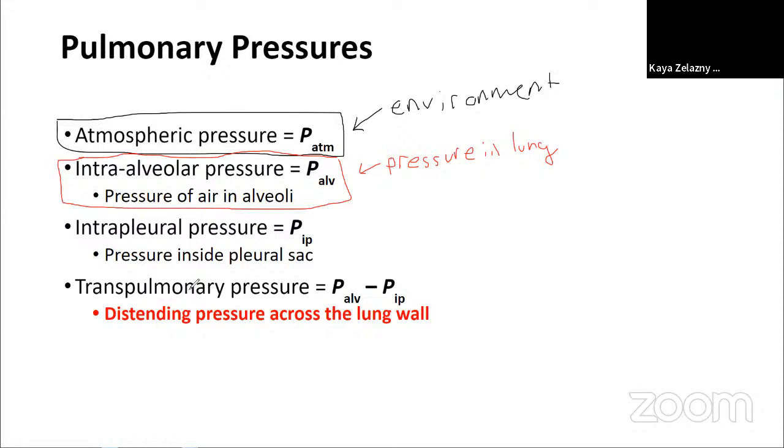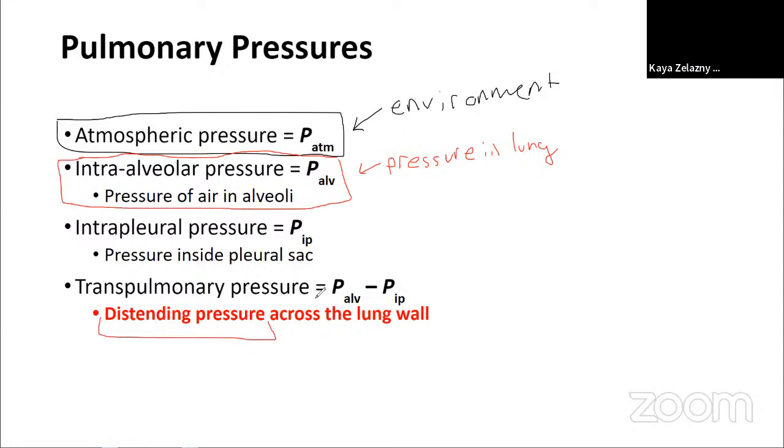And so if we measure our transpulmonary pressure, that's what we're measuring here. We're measuring how we are pulling on the lung tissue. Sometimes we call it the distending pressure across the lung wall. So this is the pressure that's causing the lung to change shape, change size. The pressure that tells it to distend.